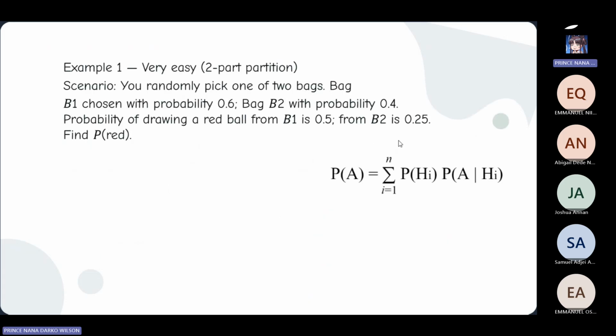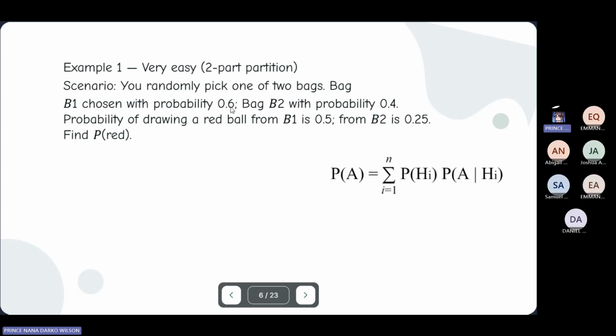All right. So we looked at some questions, and then we worked them. For example, this question says that you randomly pick one of two bags. Bag 1 has a probability of 0.6 of being chosen, and bag 2 has a probability of 0.4 of being chosen. In each bag, there are balls. The probability of taking a red ball from bag 1 is 0.5, and the probability of picking a red ball from bag 2 is 0.25. If we want to find the probability of picking a red ball, we find the probability of taking a red ball from bag 1 and then add that to the probability of taking a red ball from bag 2. And that's going to be 0.6 times 0.5.